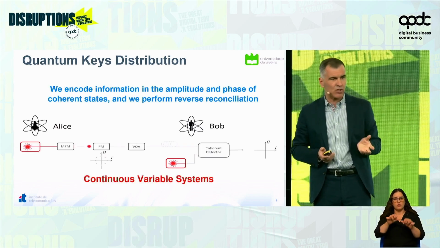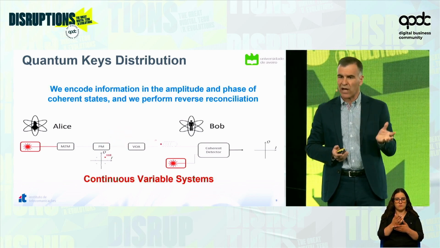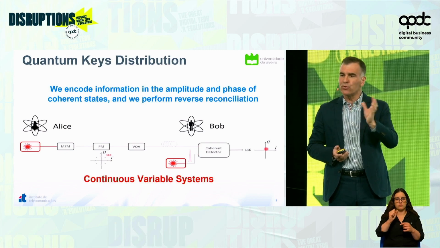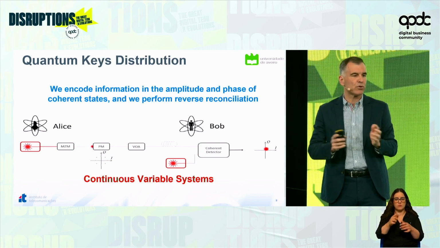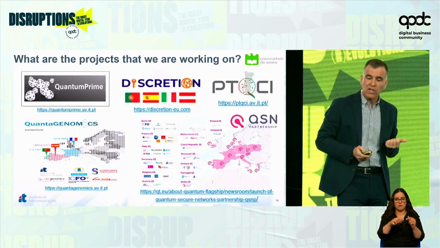Another system is that of continuous variables. What we send technically is a coherent state, and we manipulate its phase, composed by 2 or 3 photons.